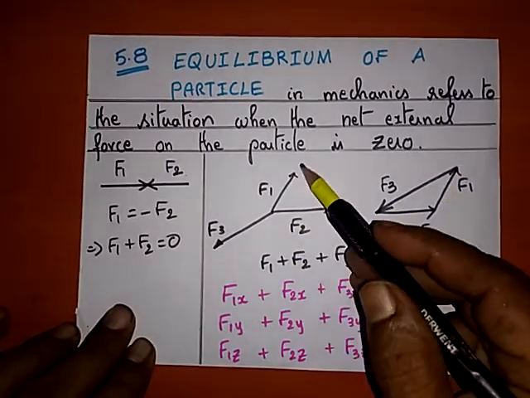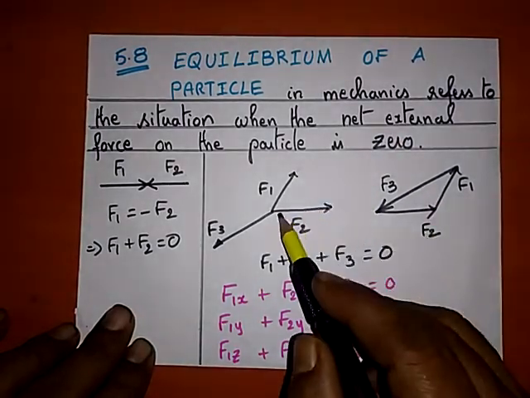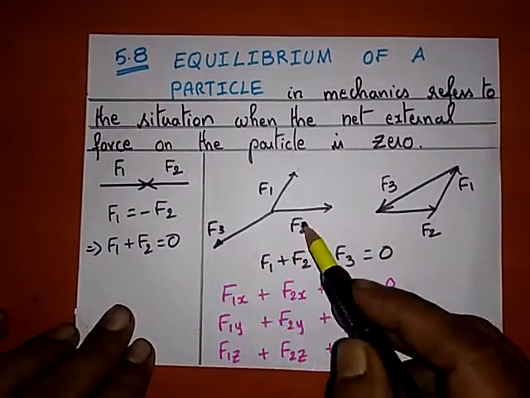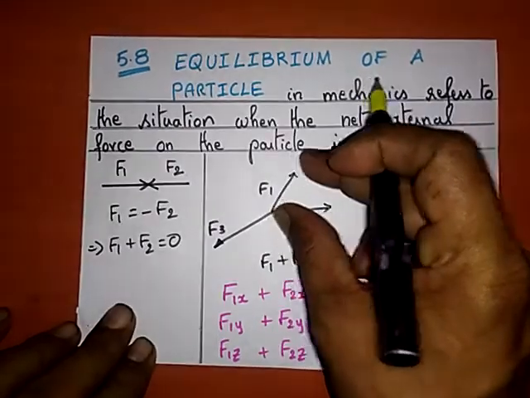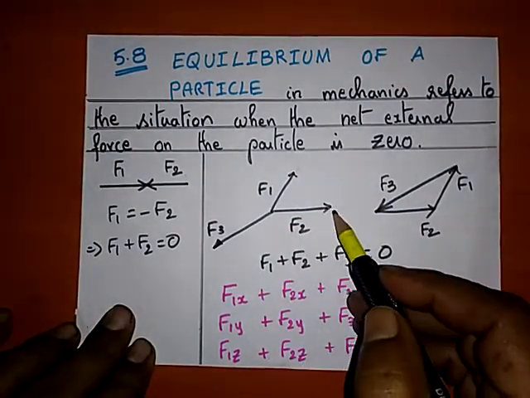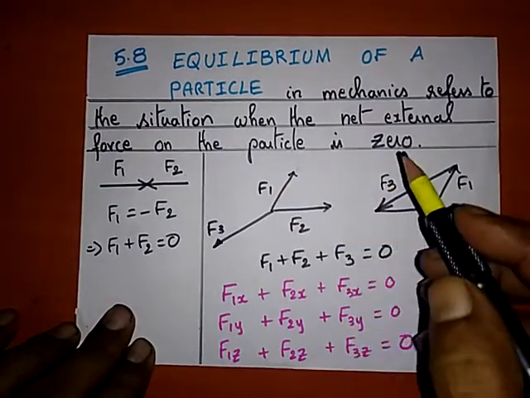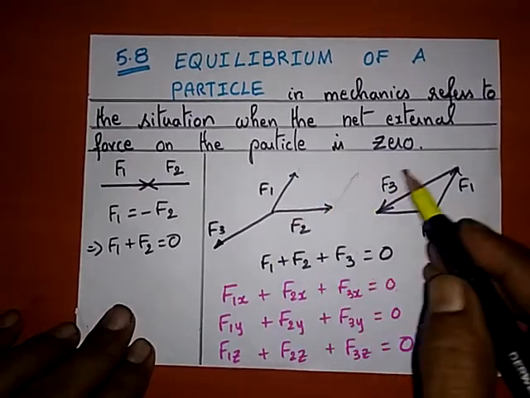Now we have three different forces in different directions. This is F1, this is F2 and this is F3. So F1, you detach this F1 and connect here. That is, the tail end of F1 is connected here and it goes like this. The direction angle, nothing is changed.